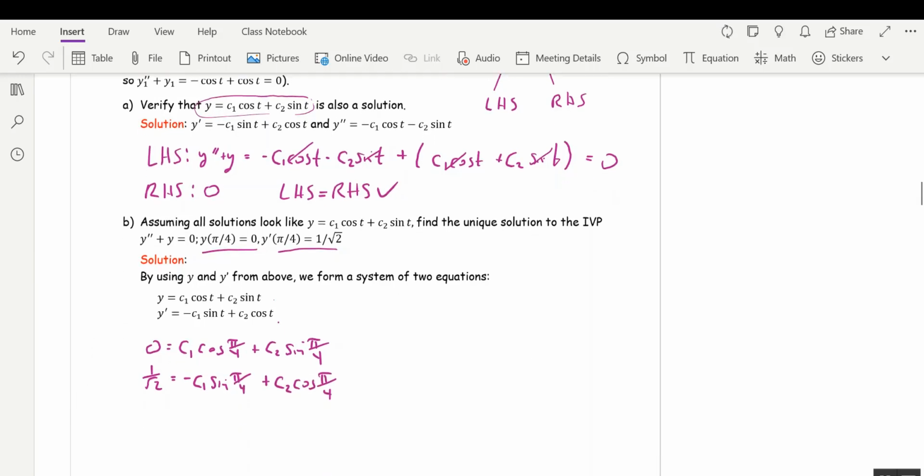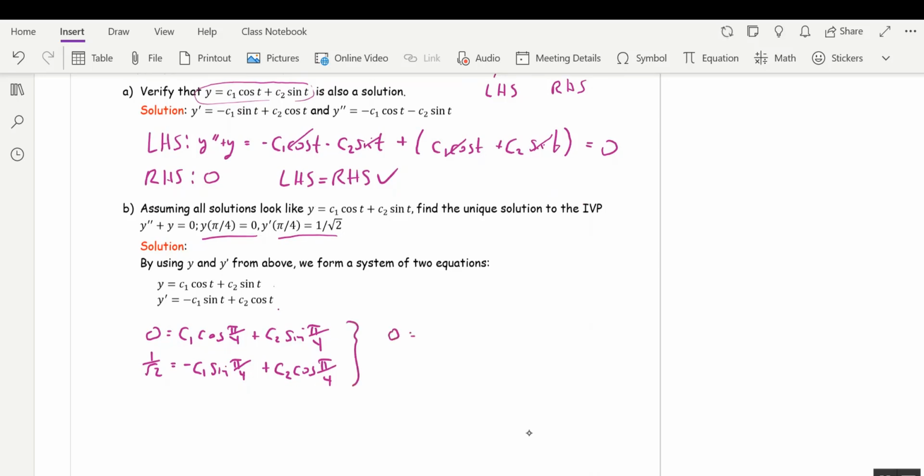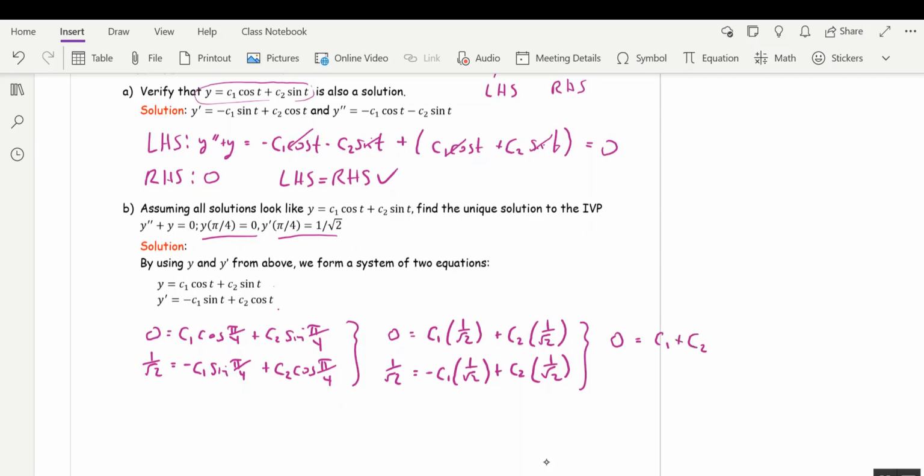Okay, well, what does that give me? It gives me 0 equals c1 times 1 over root 2 plus c2 times 1 over root 2. And then 1 over root 2 equals negative c1 times 1 over root 2 plus c2 times 1 over root 2. Now what I'm going to do is multiply both of these equations by 1 over root 2 to clean them up. The first one is 0 equals C1 plus C2. And the second equation gives me 1 equals negative C1 plus C2.